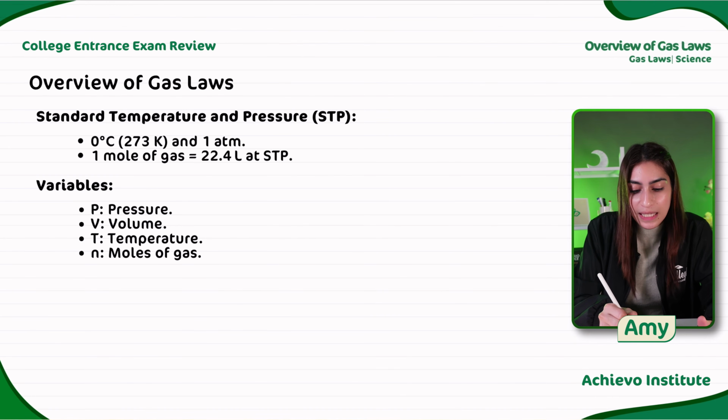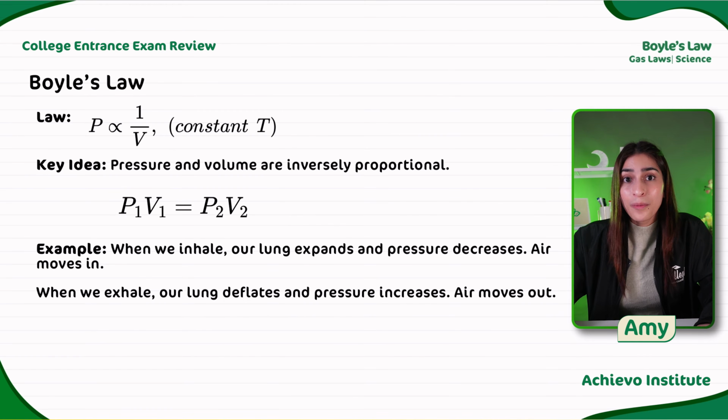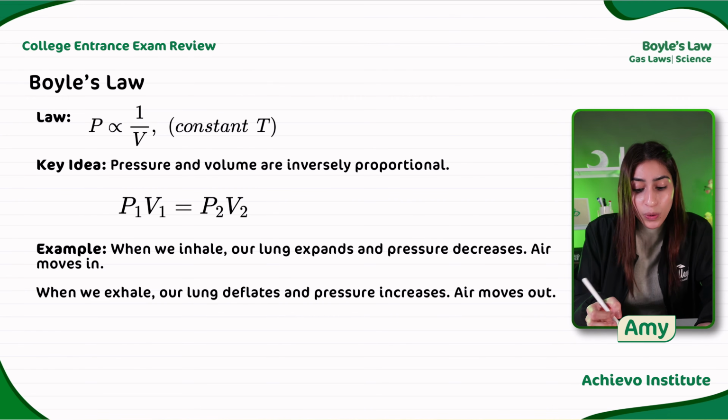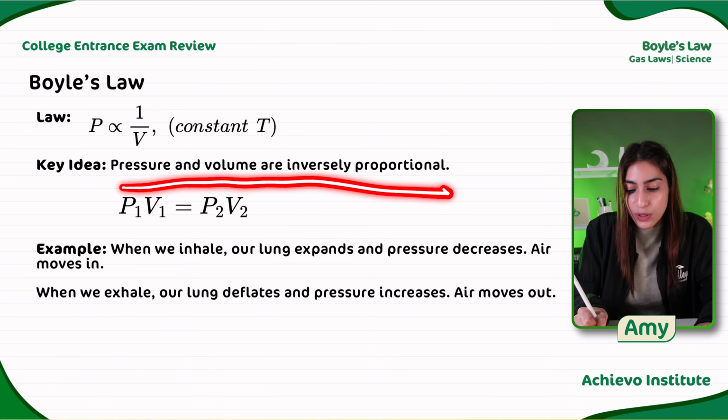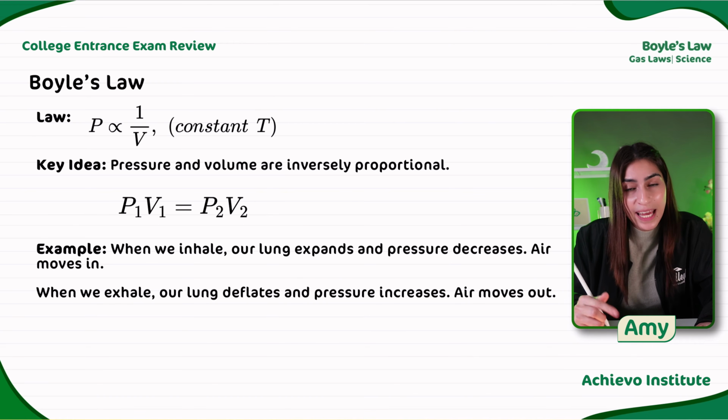So pressure at STP is 1 atmosphere, volume is 22.4 liters, temperature is 273 Kelvin, and N, or moles of gas, is 1 mole of gas. Boyle's law tells us that when we reduce the volume of gas, the particles collide more frequently and so the pressure increases, given that the temperature remains constant. So this means that pressure and volume are inversely proportional. When pressure increases, volume decreases and vice versa.